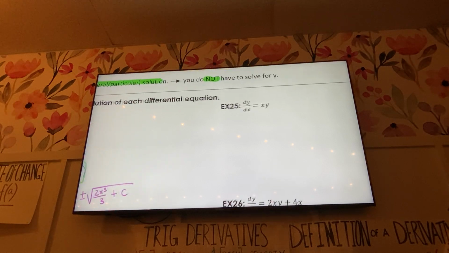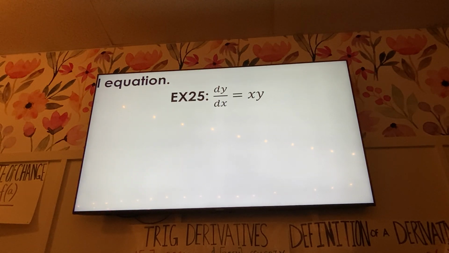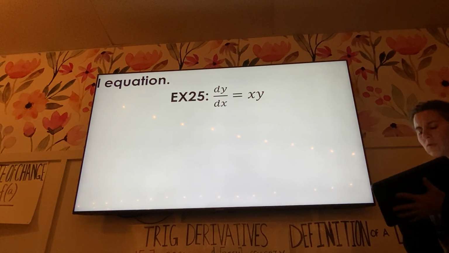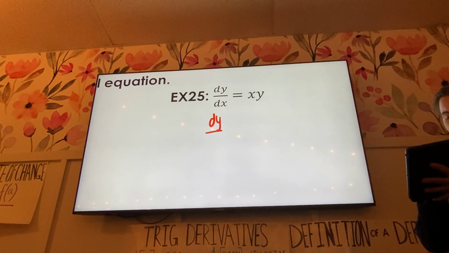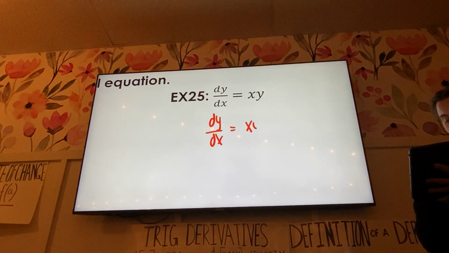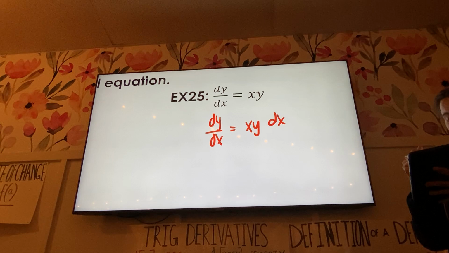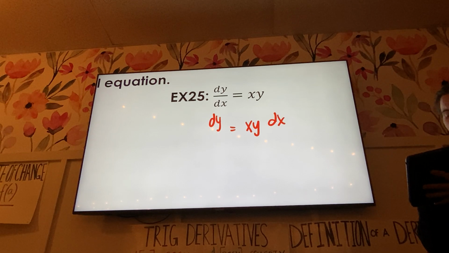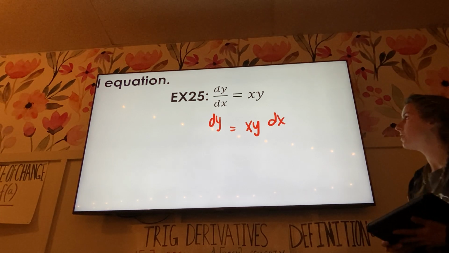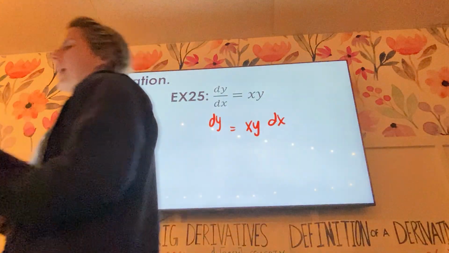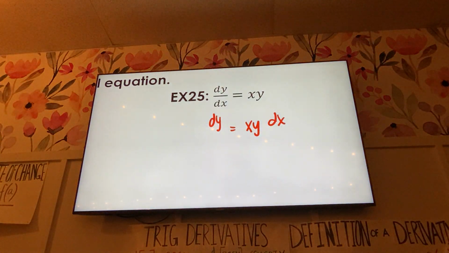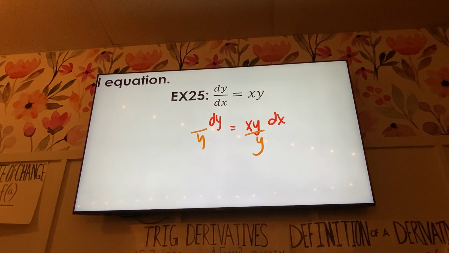Okay, let's go to 25. All right, so 25, I'm going to move the dx over. Times by dx, move it over to the other side, and then what do you have to get rid of? The y. So we're going to divide by y, divide by y.